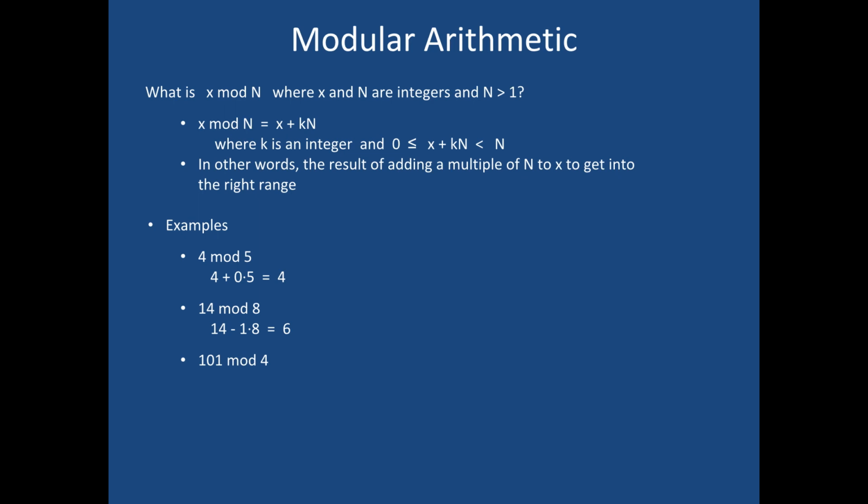How many moduli do we have to subtract off the 101 to get it between 0 and 4? 25. Right? What about negative 14 mod 8?